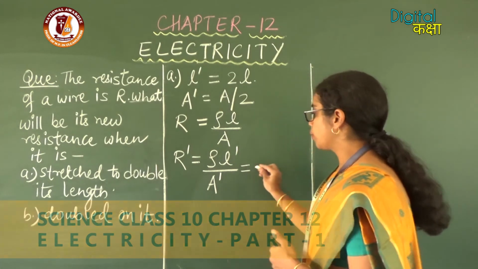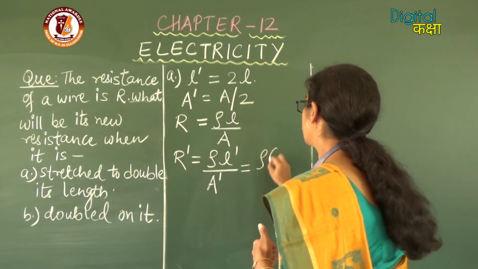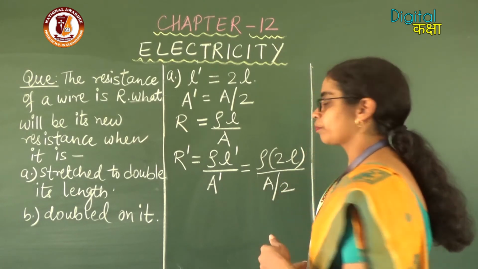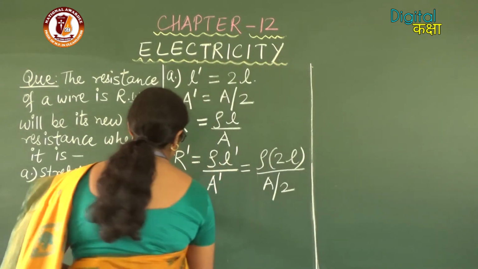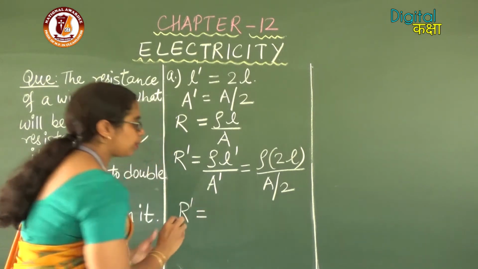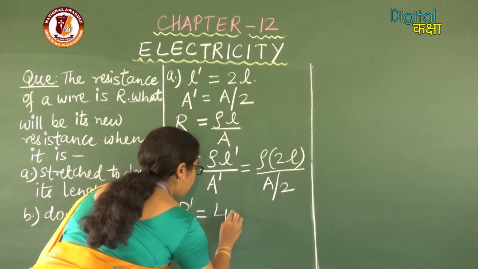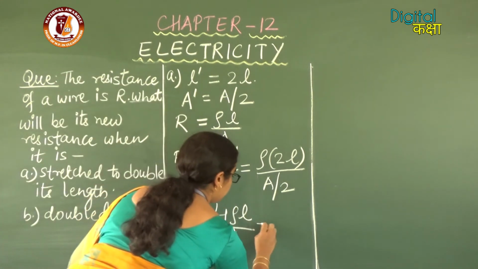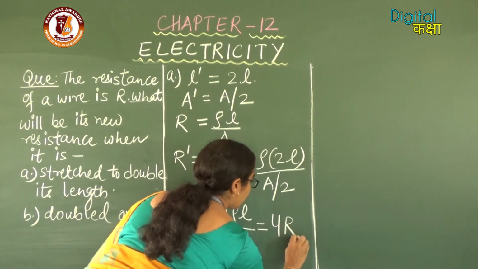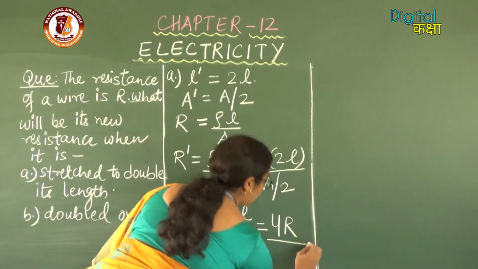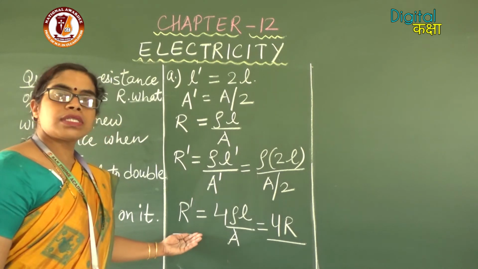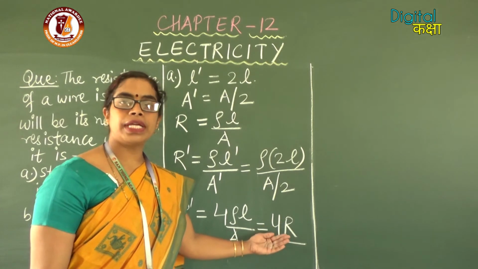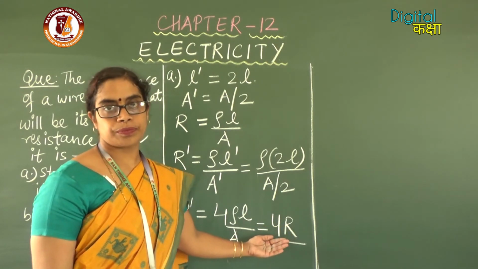After substitution of the values, we get rho into 2L upon A by 2. After solving, the value of R dash will be obtained as 4 rho L upon A, which can be written as 4R. So, in this case, the new resistance of the wire has become 4 times its actual value.